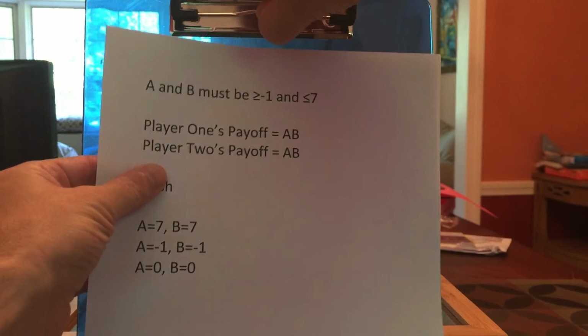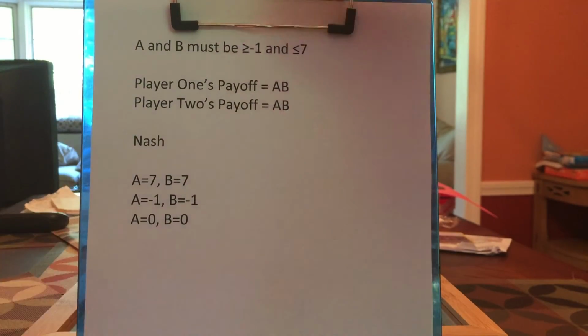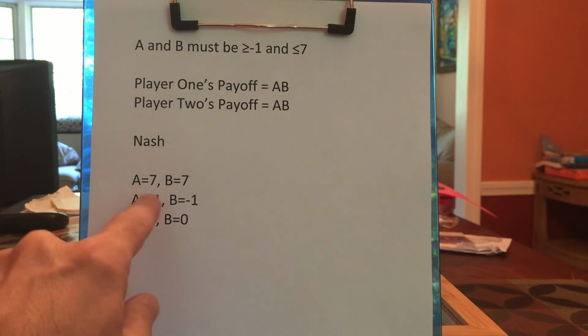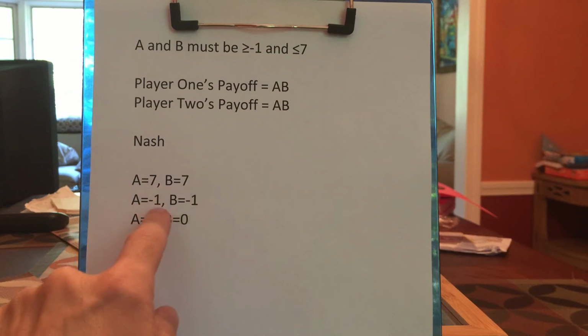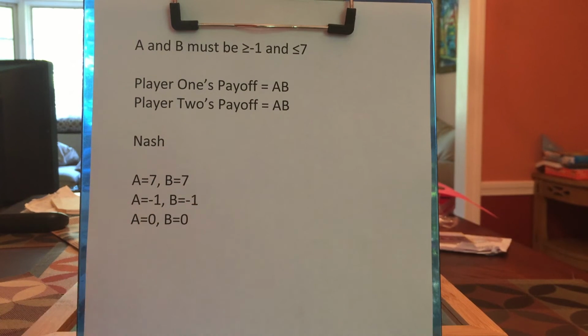So when we put this together, since I've made the payoffs for both parties symmetric, they're both equal to A times B. The Nash equilibria are where they both set their choice variable equal to 7, they both set it equal to -1, or they both set it equal to 0. Let me give you sort of a verbal proof of why.